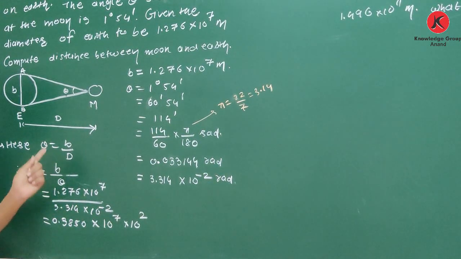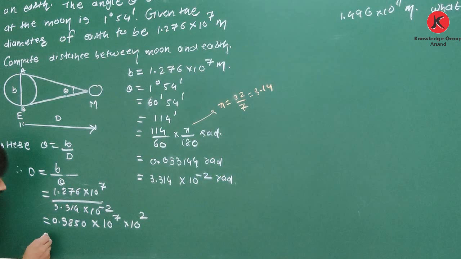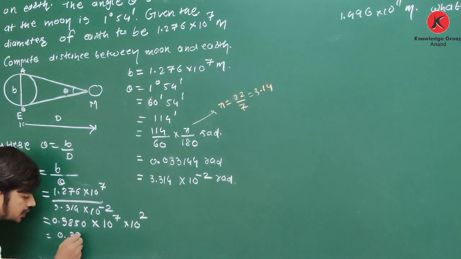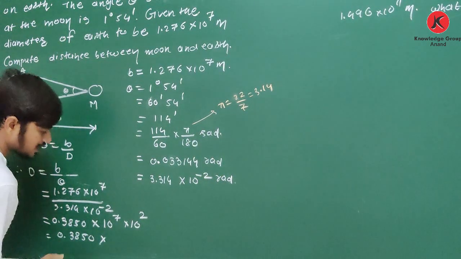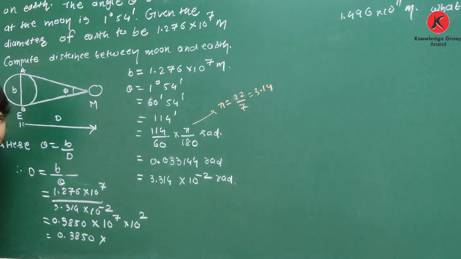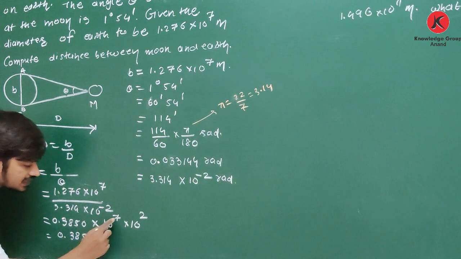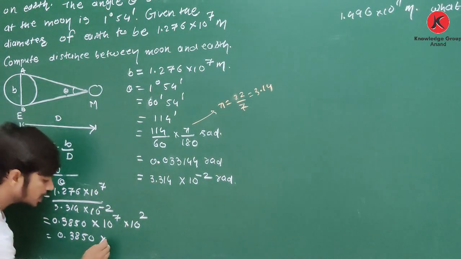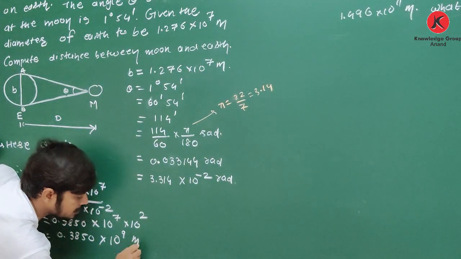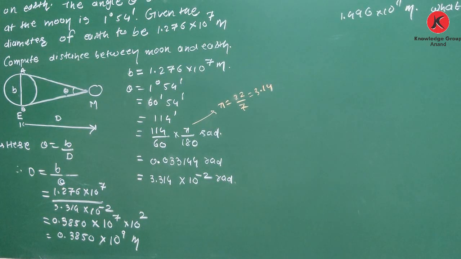Clear about this? Now, how to write this last answer? It is equal to 0.3850 into 10 raised to 7, 10 raised to 2. The base is the same, that is 10, so you can add the powers directly. That is 7 plus 2 is equal to 9. So it is 10 raised to 9 meter.